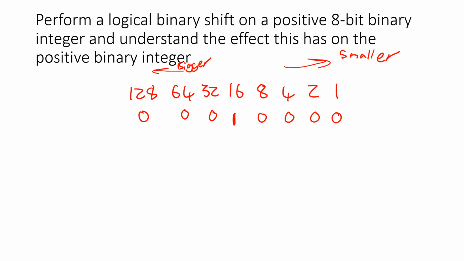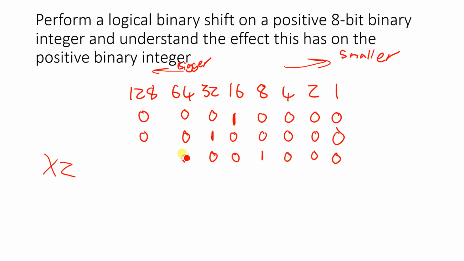So if I move one place to the left and my number becomes this, hopefully you've noticed that it hasn't just gotten bigger, it's multiplied by 2. If I move again, it multiplies by 2 again. But if I move to the right and I end up with this, you can see it hasn't just gotten smaller, but it's divided by 2. And if I go again, it will divide by 2 again.